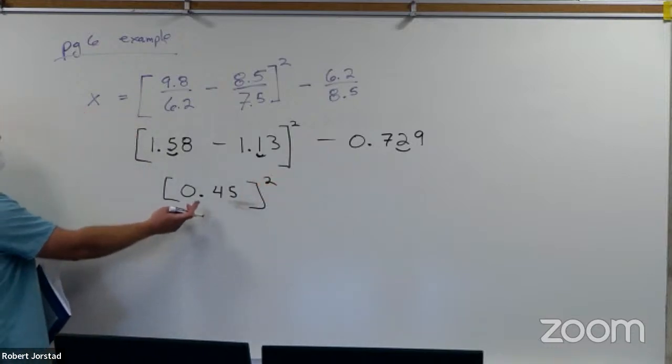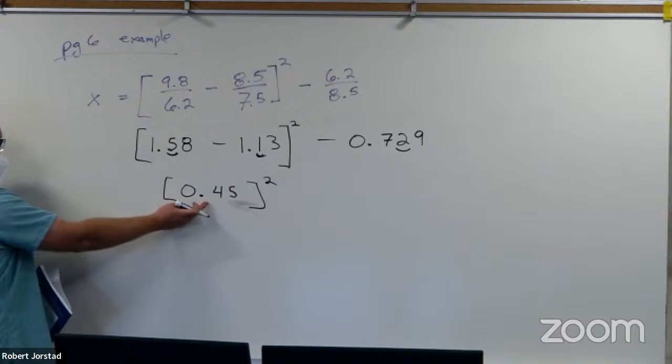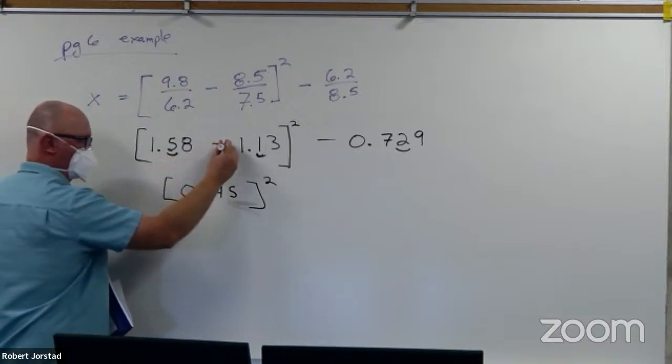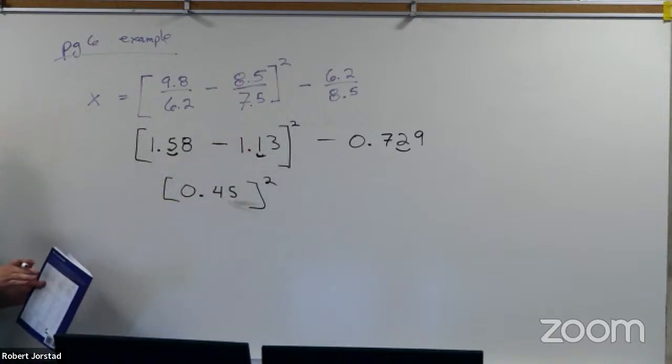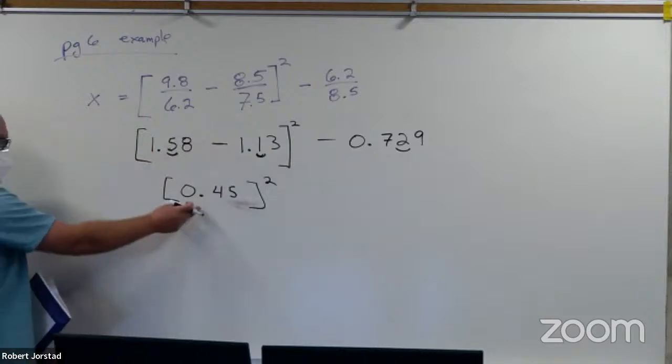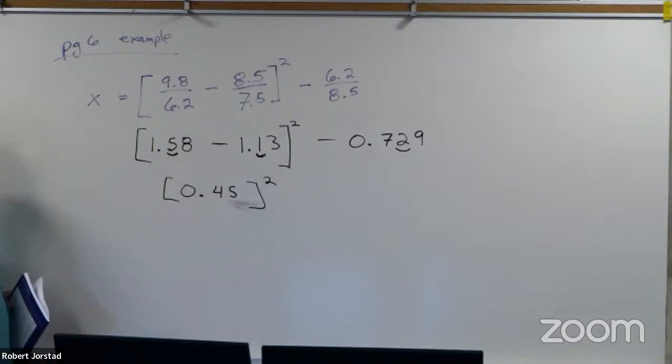How many sig figs should this number have? Take a look at it carefully. We're doing 1.58 minus 1.13. I know you're tired. You want your break. Pay attention right now. How many sig figs should this one have? Why do you say 2? Just go ahead. It's okay. Just what's your logic? Because of the 1 in front of the decimal.